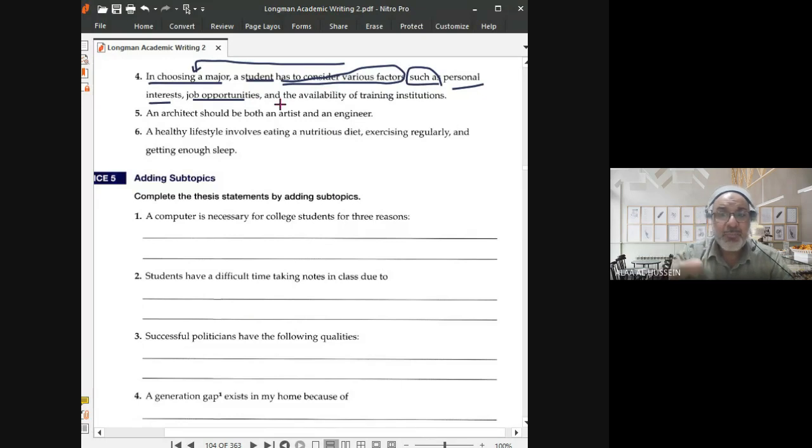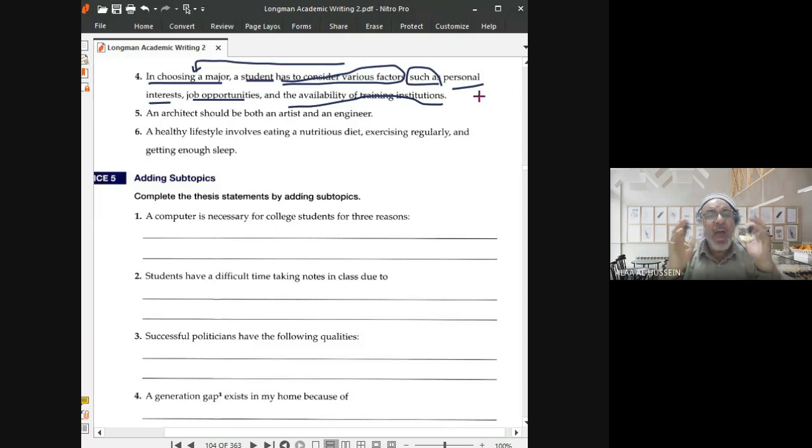Look at these personal interests. They are related to what? They are related to the main idea: a student has to consider various factors. These are the various factors. Job opportunity is one factor. Personal interest is another factor. The availability of training institutions is related to what? Related to the various factors.